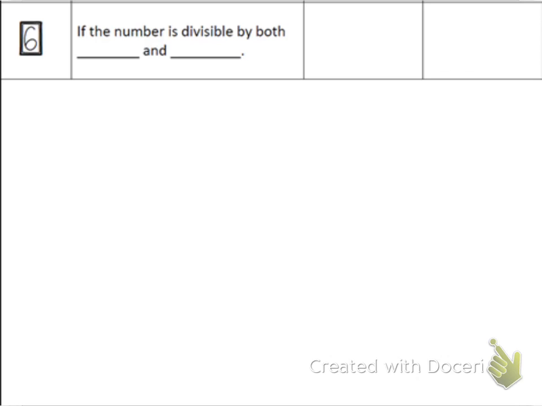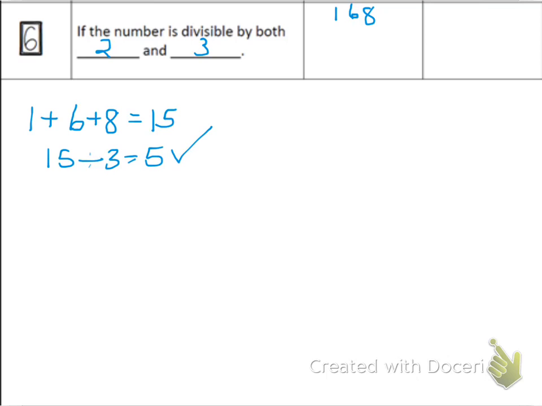For a number to be divisible by 6, it has to be divisible by both 2 and 3. Now, let's start with the example of 168. If you remember, this is the same example we did for 3. So we actually know that 168 is divisible by 3, but let's check again. To figure out if it's divisible by 3, we're going to add the digits together. 1 plus 6 plus 8. That's going to be 15. And remember, 15 divided by 3 equals 5. So it is divisible by 3.